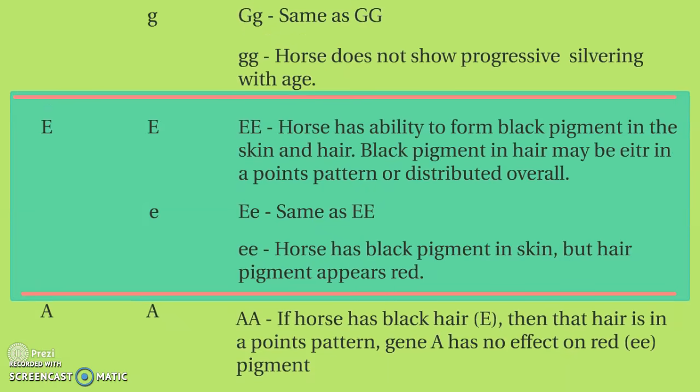E, as in ebony. Big E, horse has ability to form black pigment in the skin and hair. Black pigment in hair may be either in a points pattern or distributed overall. Big E, little e is the same as EE. Little e, horse has black pigment in skin, but hair pigment appears red.